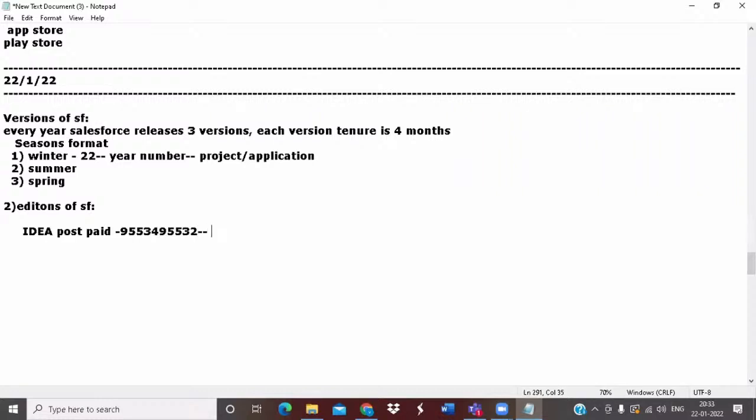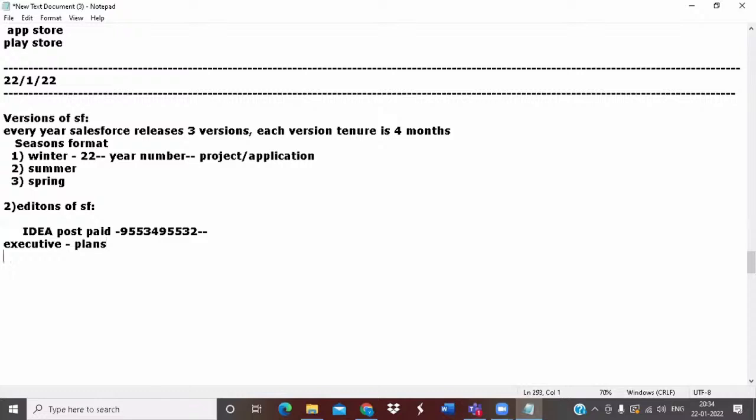I'm a postpaid customer. 8 years back, if I wanted to take a postpaid connection from Idea company, I had to approach and meet some executive of Idea company. And this executive is going to explain the plans designed by Idea company to the customers. Yes or no? Yes, sir.